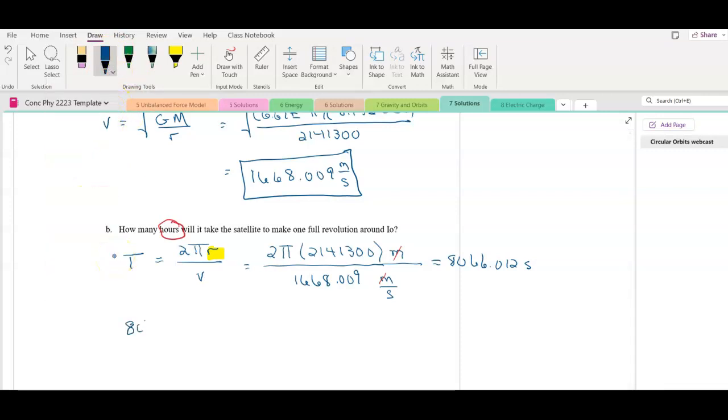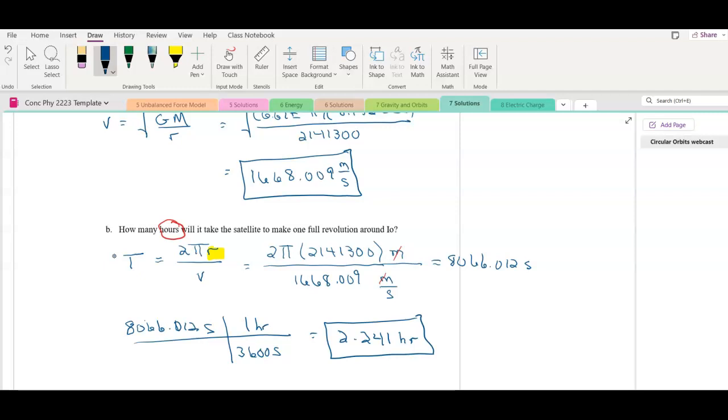So I've got 8,066.012 seconds, and I know that there are 3,600 seconds in 1 hour. And so it would take that satellite 2.241 hours to make one full revolution around Io.